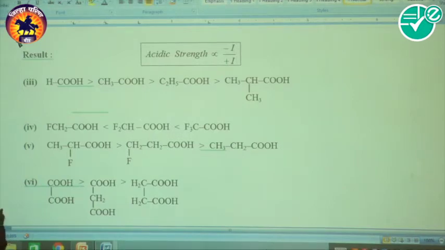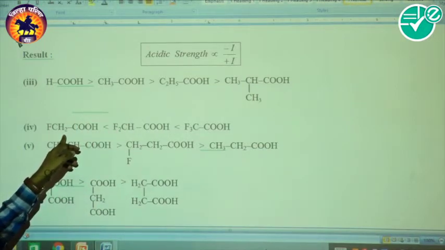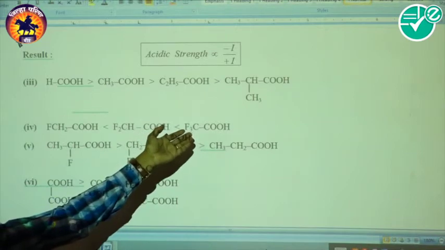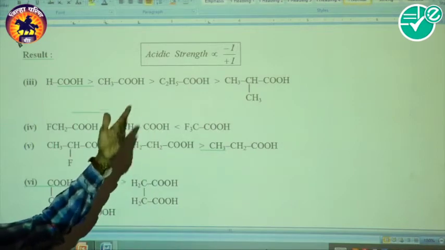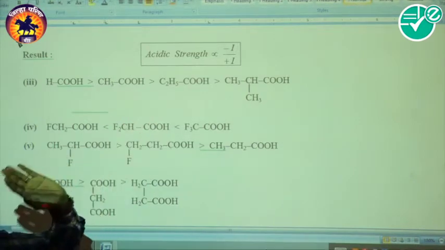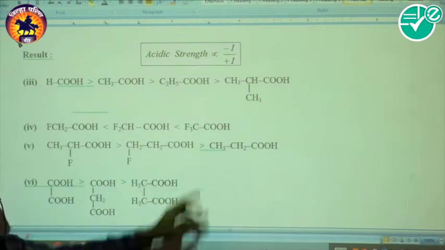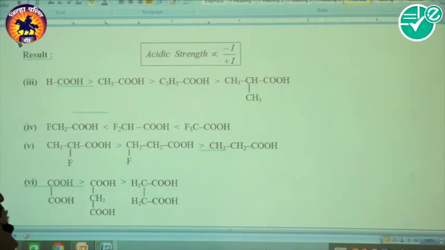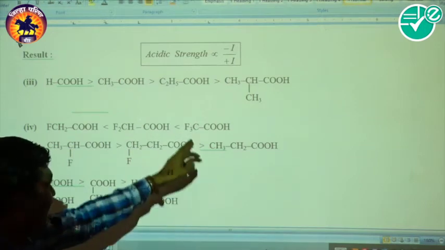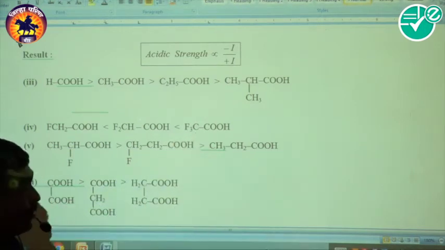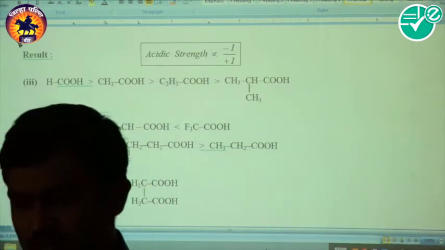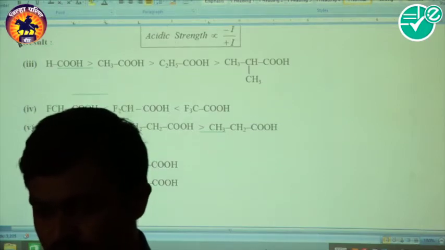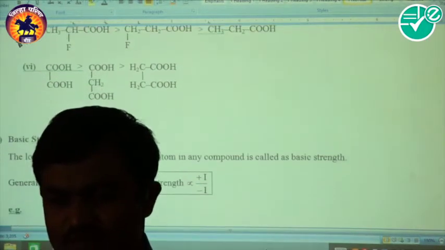So in this way we can take this example. If you consider fluorine, it is an electron withdrawing group, which stabilizes the anion, and if it stabilizes the anion, it means the strength of that acid is more. So fluorine is the electron withdrawing group which stabilizes the anion of the acid, and therefore if you attach an electron withdrawing group to the carboxylic acid, the stability is more.